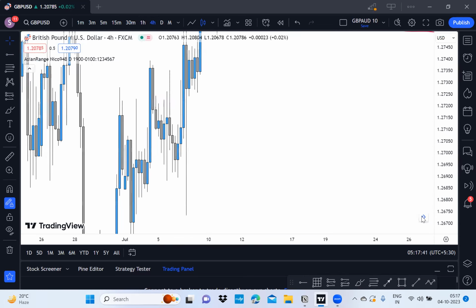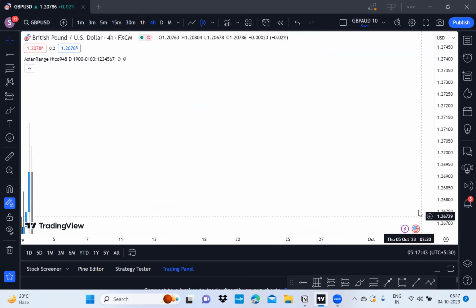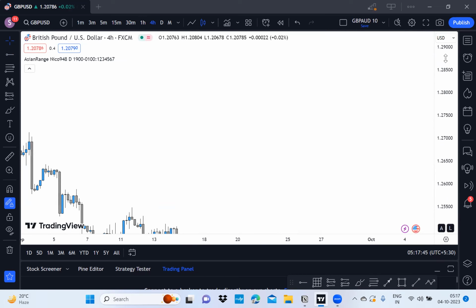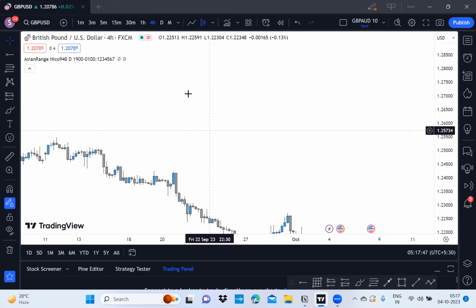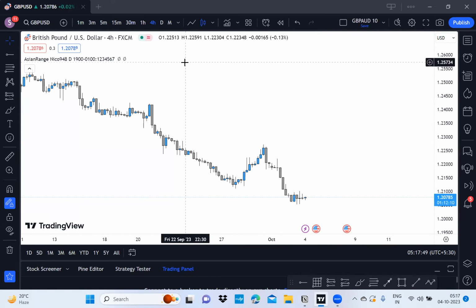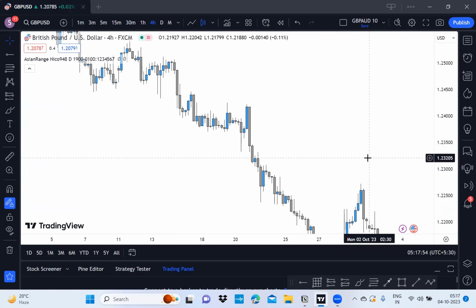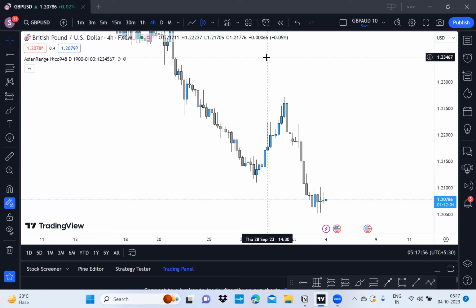And keep this in mind: what I'm teaching you is a continuation strategy. In whichever pair you are seeing that the market is doing continuation, from that particular area you can simply use this Asian system and look for trades. It is not always important that it must be on a POI.